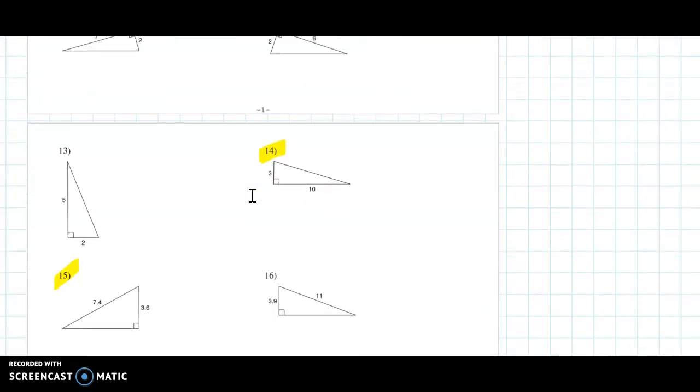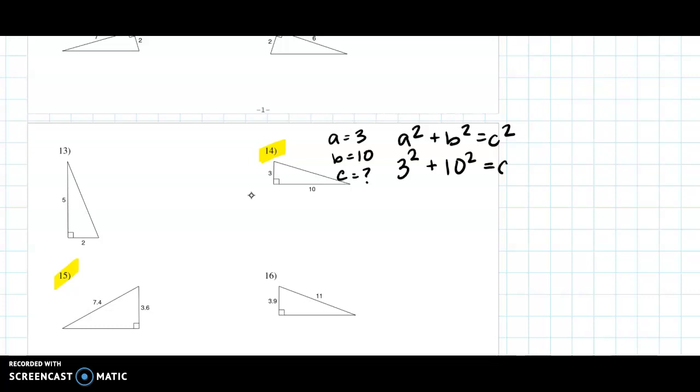Let's take a look at question 14. We've got side lengths where A equals 3, and b equals 10, and we need to know what c is equal to. Using the Pythagorean theorem, we know that a squared plus b squared equals c squared. So 3 squared plus 10 squared is going to equal c squared. That's 9 plus 100. So 109 is equal to c squared.